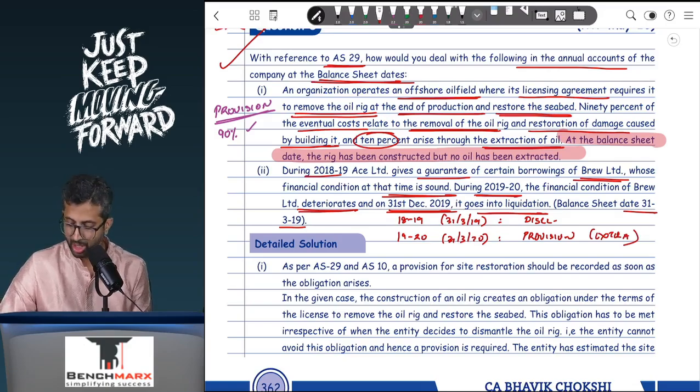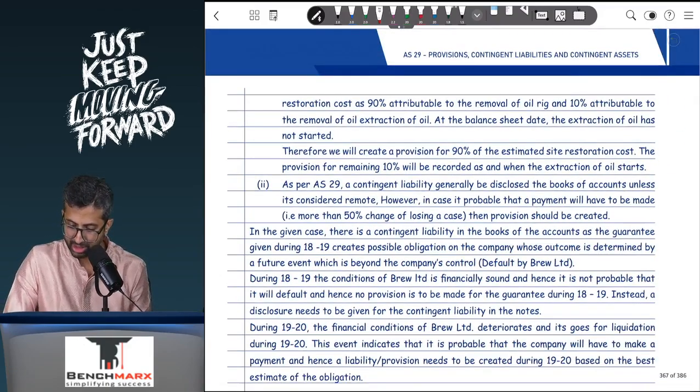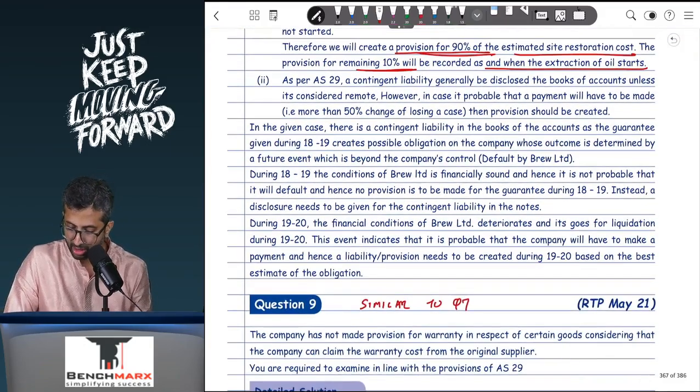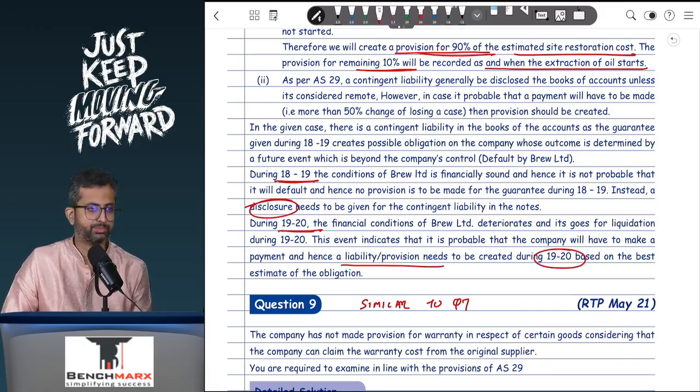So over here, in the first case, we are saying at balance sheet date, extraction has not started, so we'll create a provision for 90% of the estimated restoration cost. The remaining 10% will be created as and when oil extraction starts. And here, during the year 19-20, financial condition deteriorates and provision or liability needs to be created in 19-20. But during the year 18-19, we just need to give a disclosure.